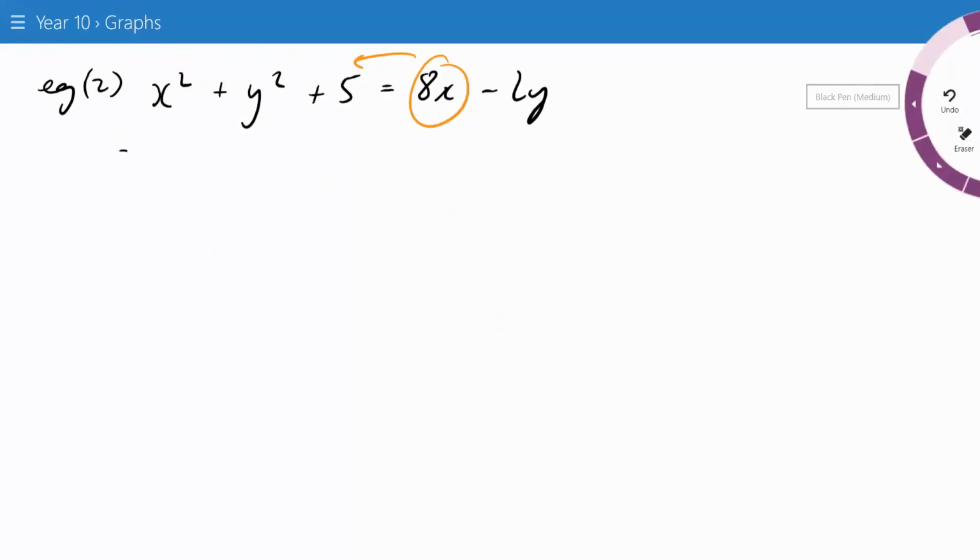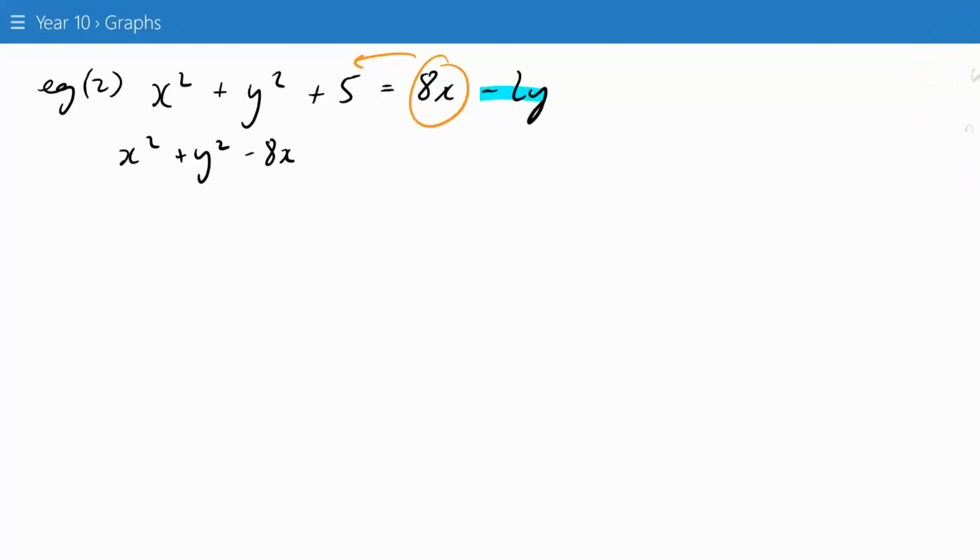I've got x squared plus y squared. What is the opposite of plus 8x? It is minus 8x. What is the opposite of minus 2y when you take it over? It is plus 2y. This equals, what is the opposite of plus 5 when you take it to the other side? Minus 5. I'll just get a black pen there. Minus 5. So let's just check.